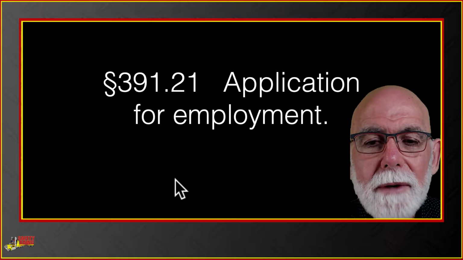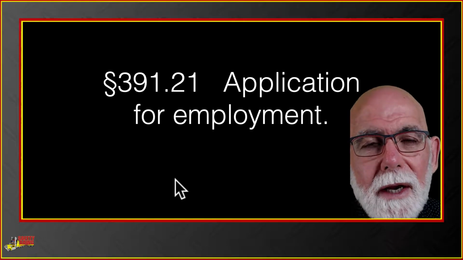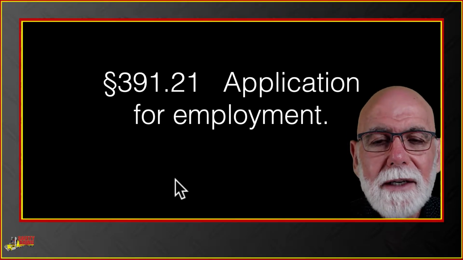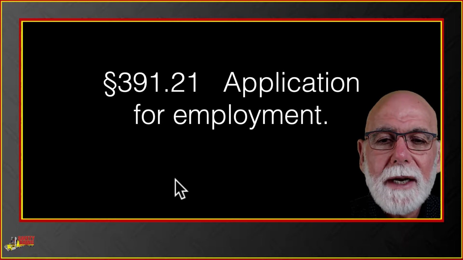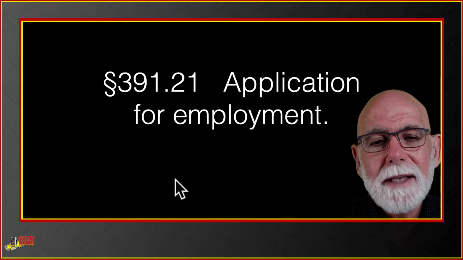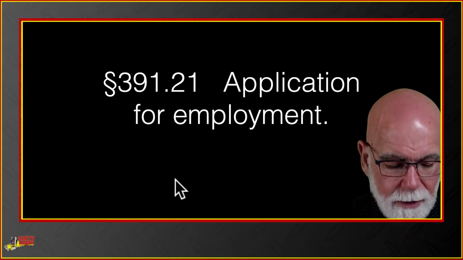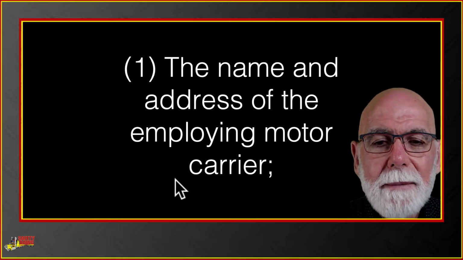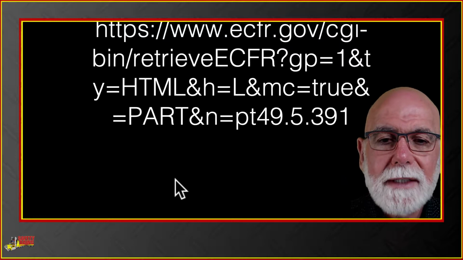All right, 391.21. If you are a carrier from the States or going to the States, you must meet federal regulations. In the States, the DOT, Regulation 391.21. You can look this up. This is where you'll find all the regs about the application form. And as I said, the name and the address of the motor carrier needs to be there.